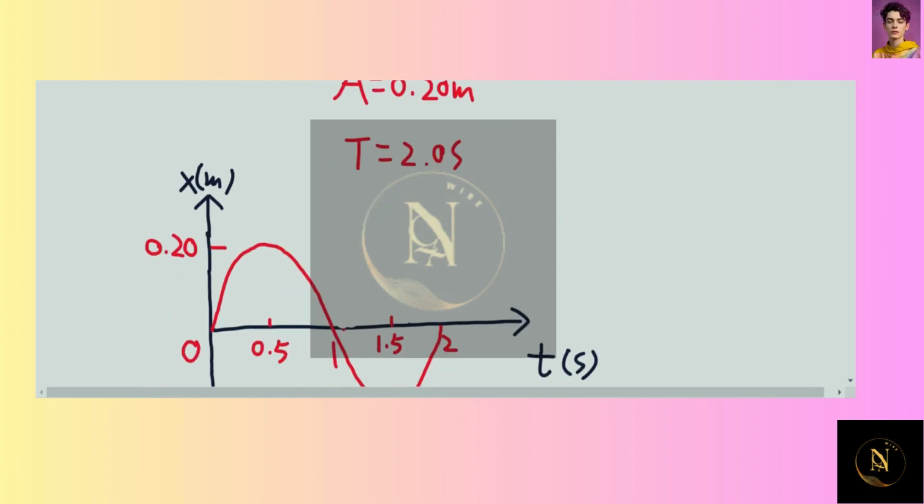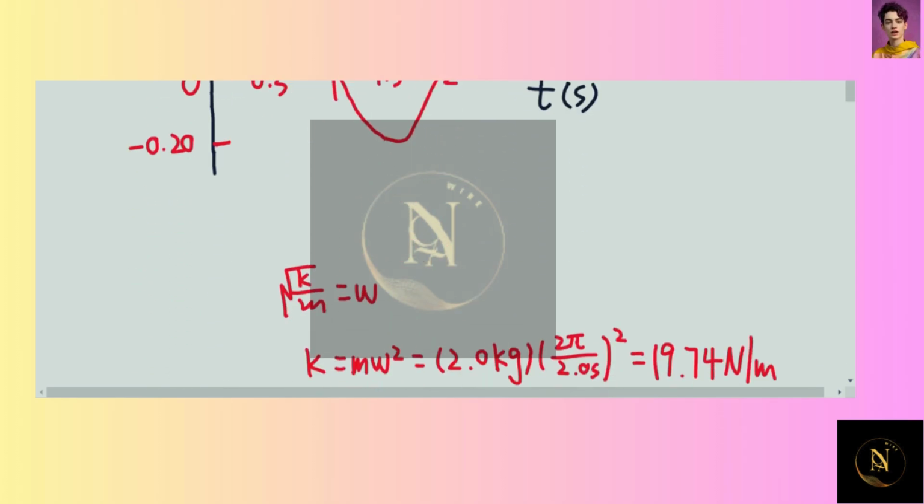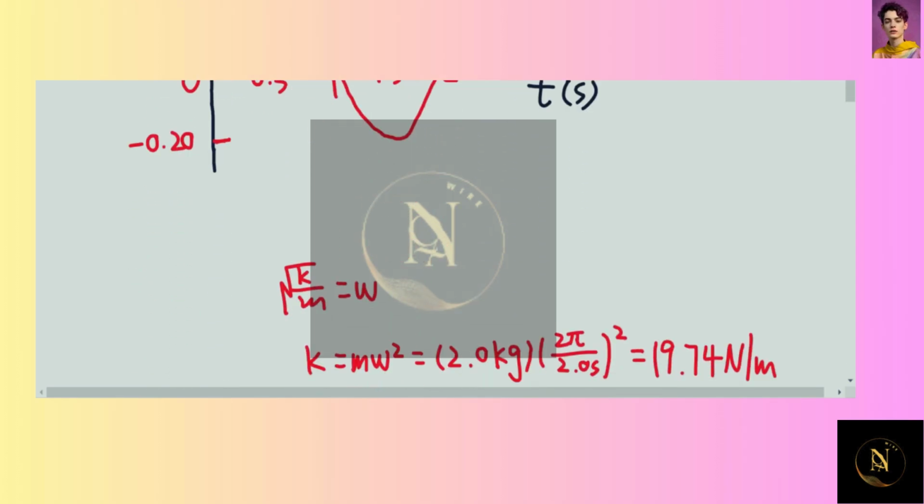And as you can tell, the car is at equilibrium position when the time is equal to 0 seconds, 1 second, and 2 seconds. And at equilibrium position, the velocity is at maximum level, okay? And the potential energy at those points should be equal to 0 since there's no displacement there. So therefore, let's determine the spring constant.